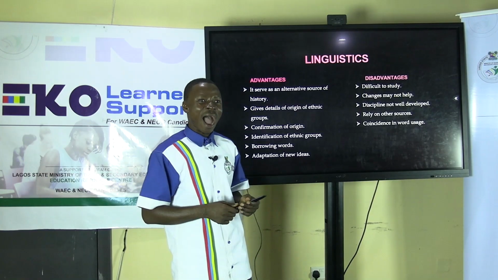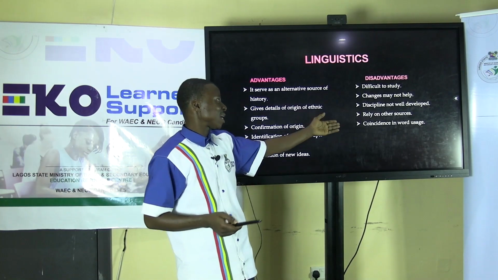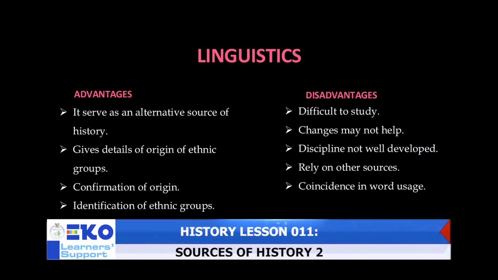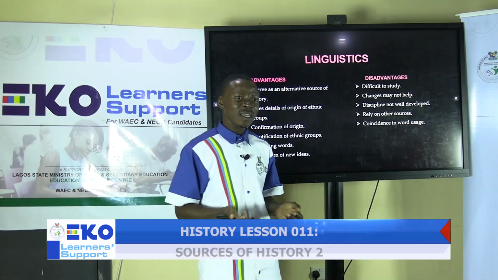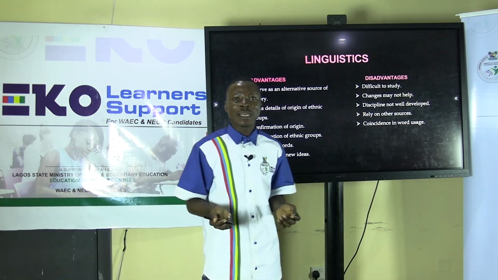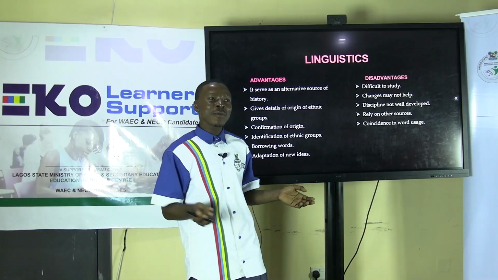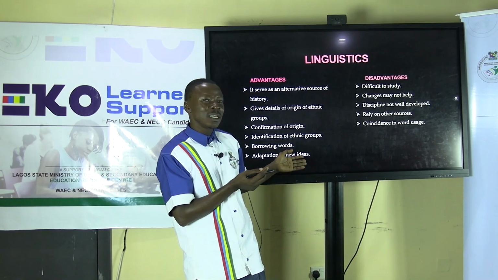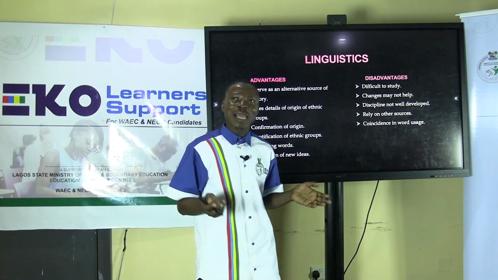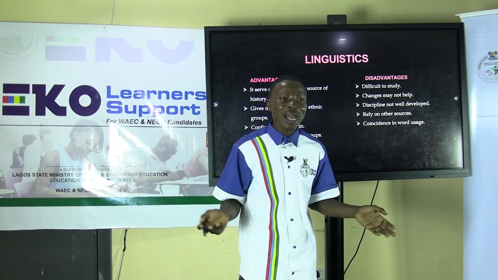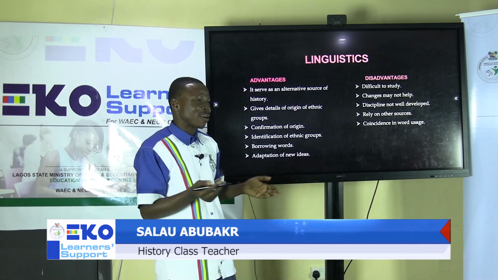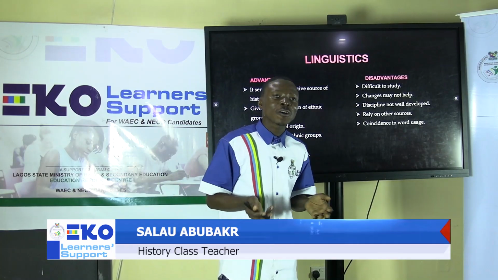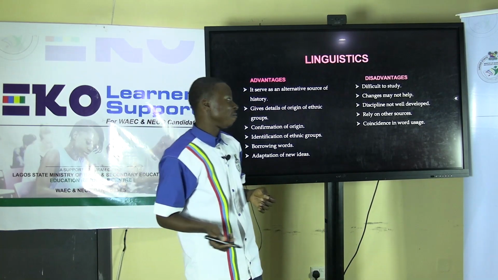Then the discipline is not well developed, because it is not popular and it requires a lot of skill in going through linguistic study. Then coincidence in the use of words. The coincidence in the use of words can also lead to erroneous information and erroneous conclusions in the reconstruction of history, because when we are using language as a source of history, we tend to capitalize on the relationship of words and the use of sentences, and the coincidence in the use of words will also distort the credibility of a research.